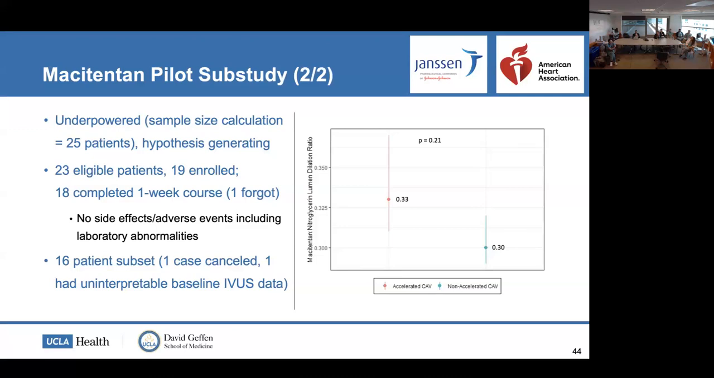We divided these patients at the median in terms of their degree of CAV. And as you can see here, the ratios were, as expected, higher in patients with accelerated CAV compared to non-accelerated CAV. The p-value is not statistically significant, but you can see there's a trend, and again, this is underpowered.